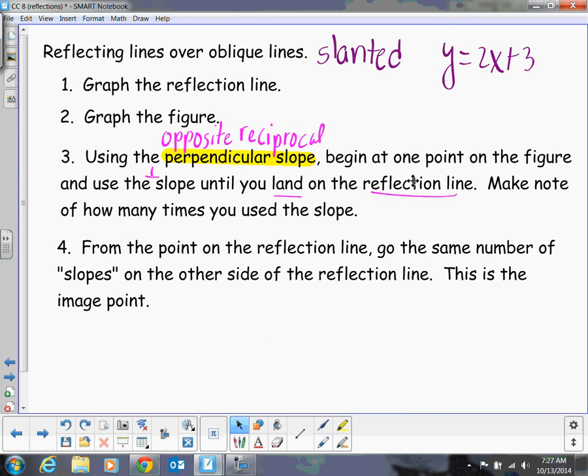So now your pencil point's still on that reflection line where you landed. From that point, you're going to go the same number of slopes on the other side of the reflection line. And again, that's still working with the perpendicular slopes. This is the image point. And that's what 23 introduced us to. And if you want, we can graph those reflection lines to see the perpendicular bisector.